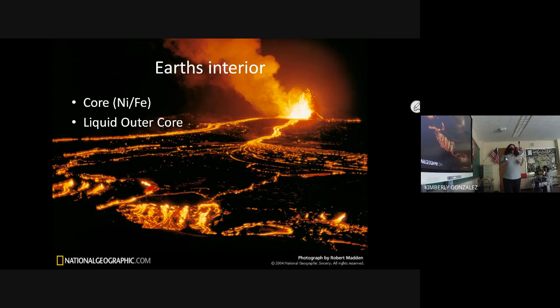Okay? If you're talking about the outer core, it's going to be liquid. Again, you need to know this. The inner core is solid. Again, when we do earthquakes, I'm going to show you how they prove this to be true.